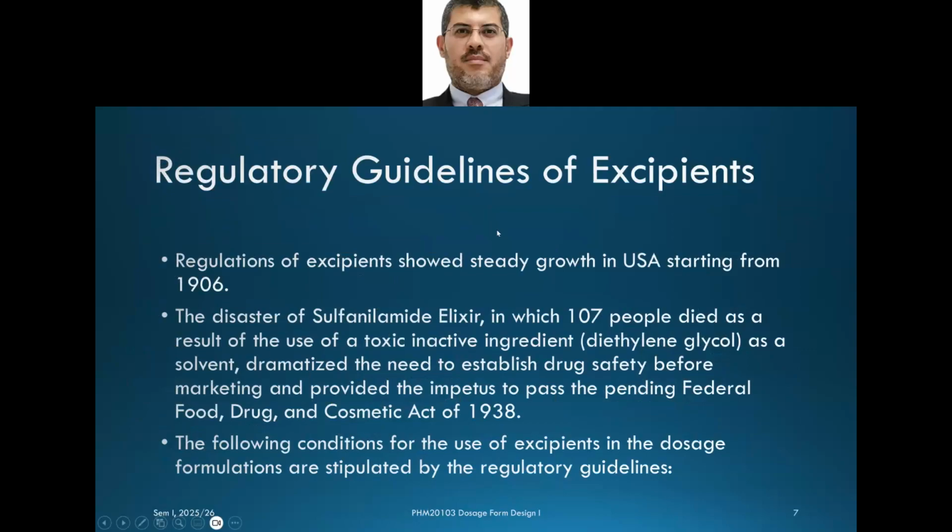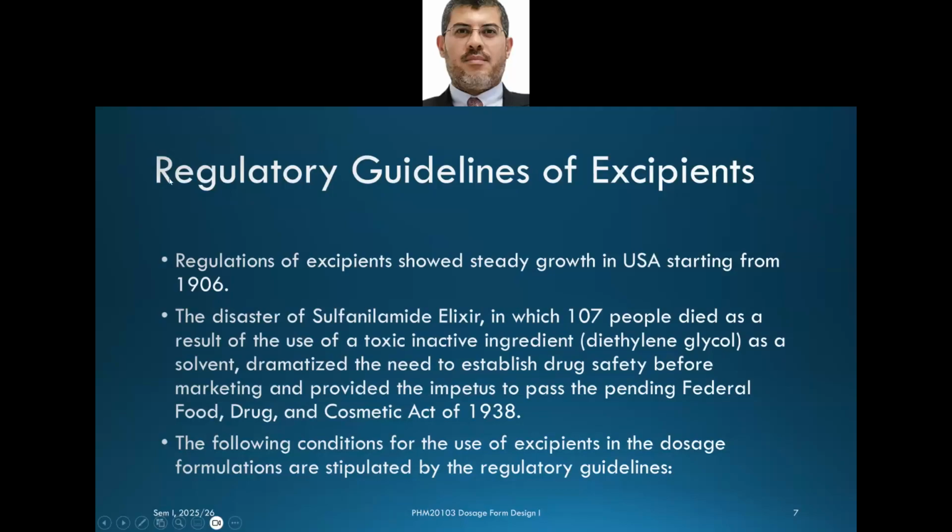Okay, so are the excipients regulated or not? Excipients are regulated. Regulated means that there are some standards that have been set up by regulatory bodies, drug registration authorities, that excipients must fulfill. Otherwise, they will not be allowed to be used in pharmaceutical formulations. This is the meaning of the regulation. It means that we have some standards and acceptance criteria. If the excipient doesn't fulfill these criteria, then it cannot be used.